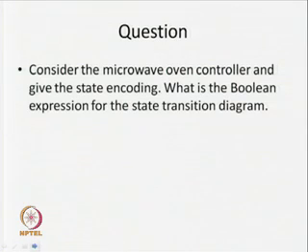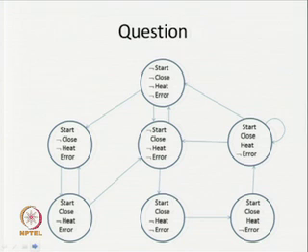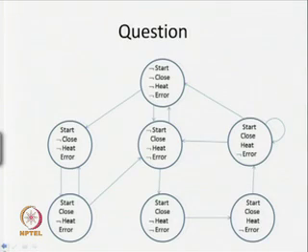Secondly, we are going to say: consider a microwave oven controller and give the state encoding. What is the Boolean expression for the state transition diagram? This is another question. We have already discussed this microwave oven controller, and we have the state transition diagram. Now, in this particular case, I have 4 state variables.